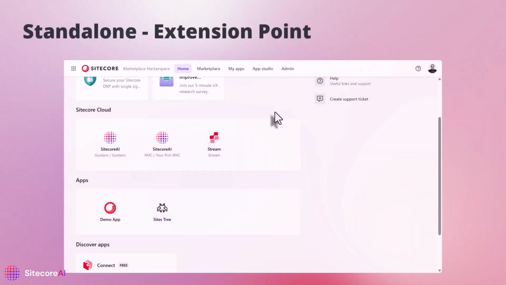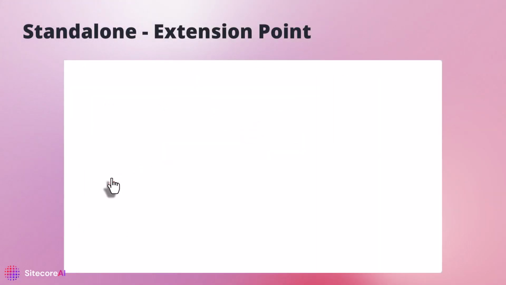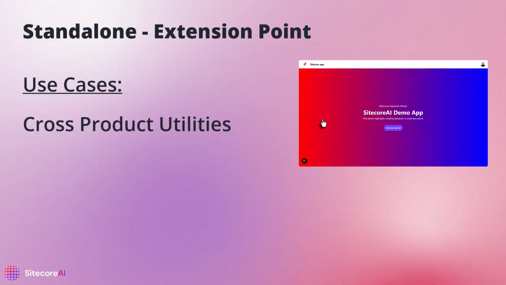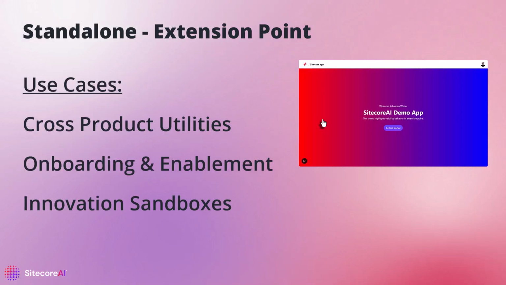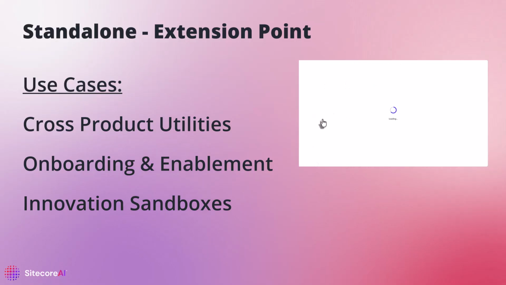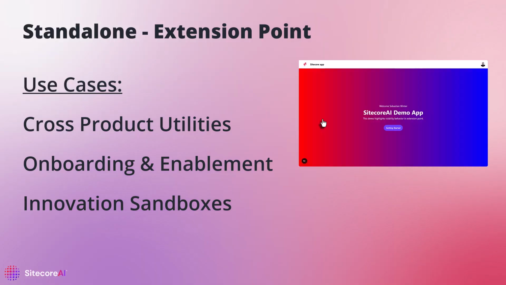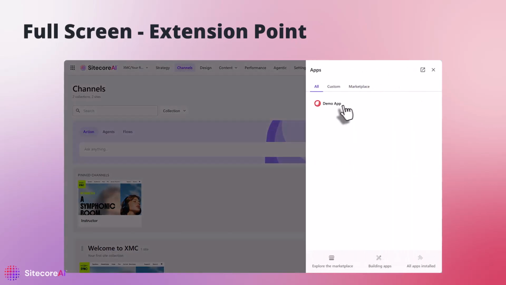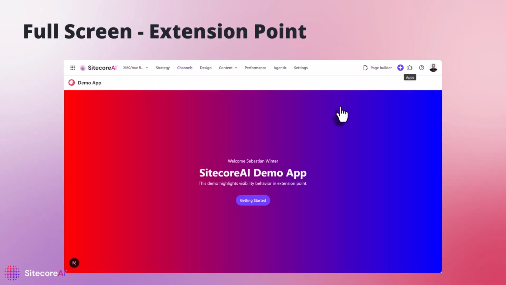The standalone extension point allows you to launch your app directly from the Sitecore Cloud Portal, completely independent of Sitecore AI. This is perfect for solutions that serve multiple Sitecore products. So in Cloud Portal, you will find these apps listed under Apps and they open in full screen. The full screen extension point is designed for apps that need a deep immersive cross-site experience inside Sitecore AI.